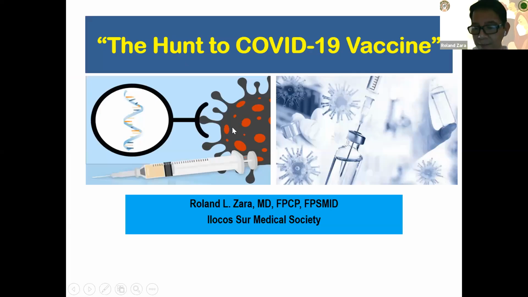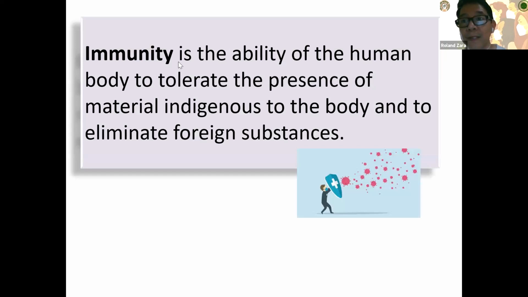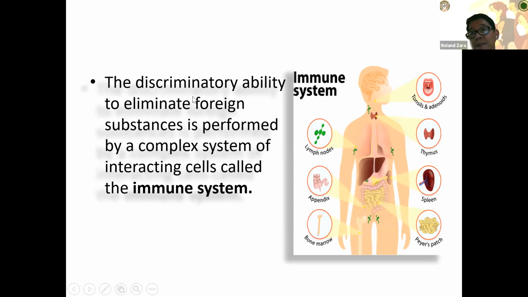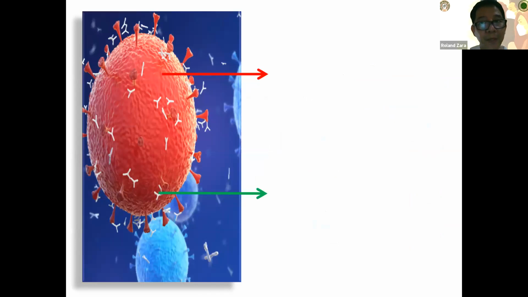When we speak of immunity, it is defined as the ability of the human body to tolerate the presence of material indigenous to the body and to eliminate foreign substances. And the immune system is the discriminatory ability to eliminate foreign substances, your antigen, which is performed by a complex system of interacting cells. What the body recognizes is what we call the antigen. This is the antigen of the SARS-CoV-2 virus, which is the spike.